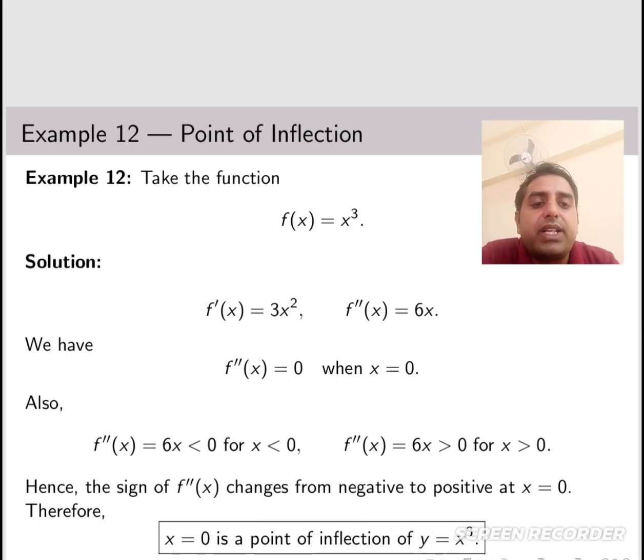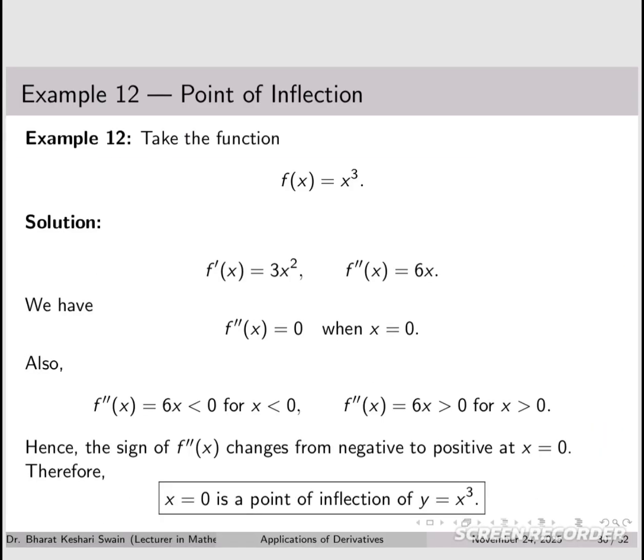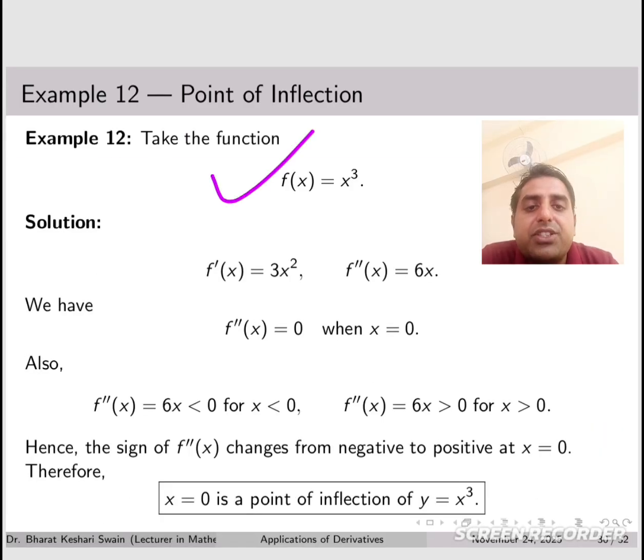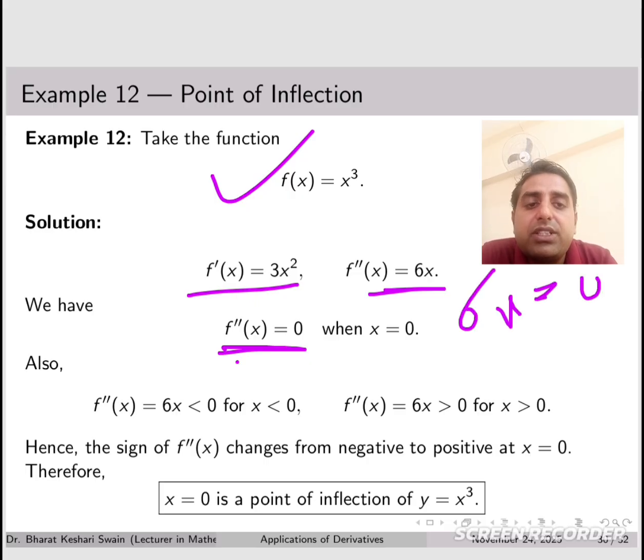Okay, let's come to an example so you can easily understand the point of inflection and how it behaves. Suppose the function is f(x) equal to x cube. Then f'(x) is 3x square, and f''(x) is 6x. Take f''(x) equal to 0 to find the inflection point. If 6x is equal to 0, then x will be 0. So at 0 we have to check.